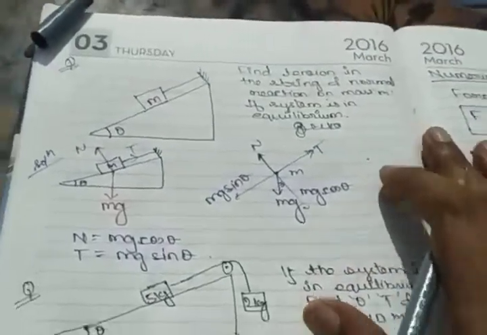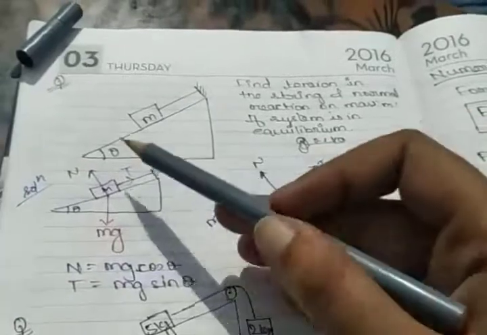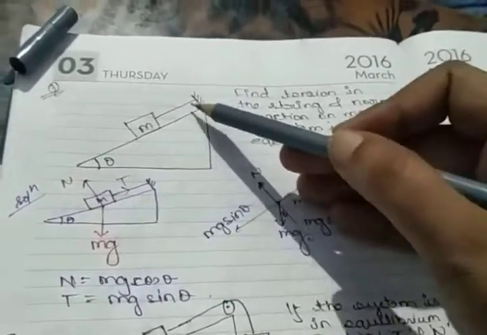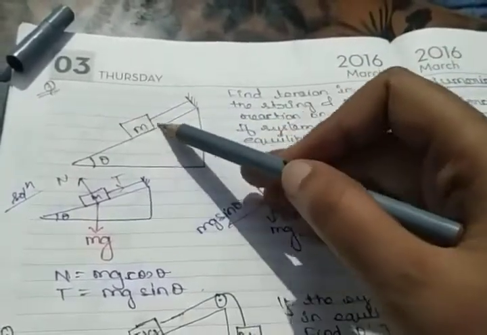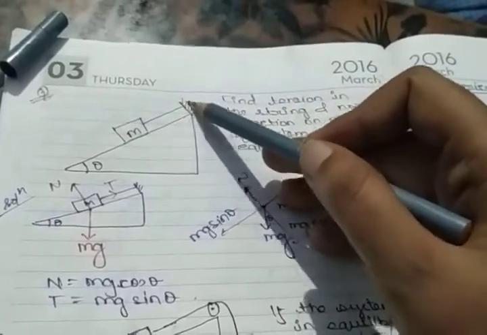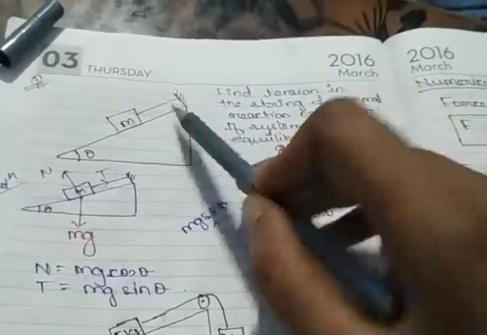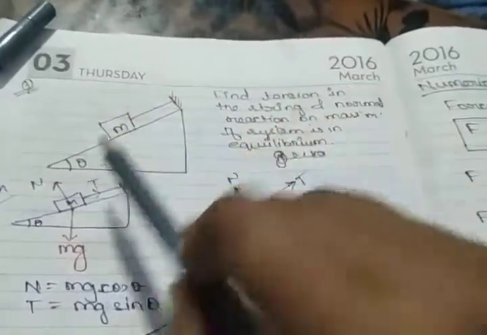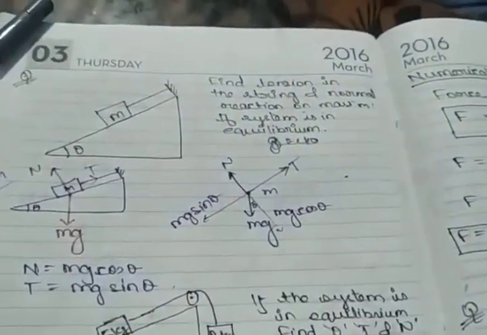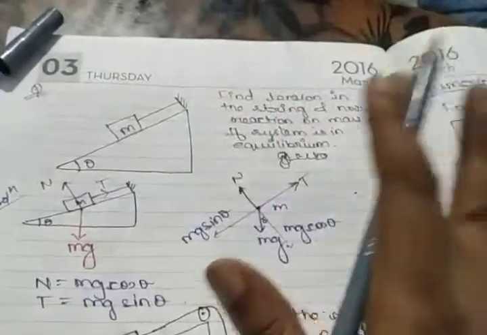Now let us consider the inclined plane. Okay, now suppose this is the inclined plane and a mass is kept over here. It is kept like this and it is fixed with a string over here. Then what is the tension? Suppose I want to find the tension in the string and the normal reaction. Then what will be the answer when the system is in equilibrium?